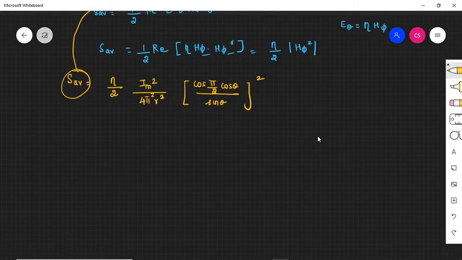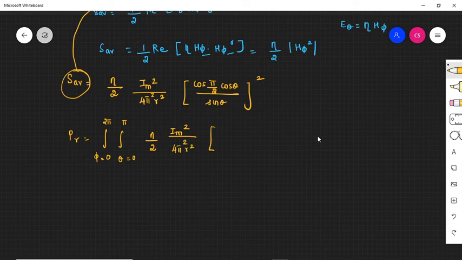So this is going to become power radiated is equal to a double integration, and the integration involves two angles. One is phi, which varies from 0 to 2 pi, and theta varies from 0 to pi for a spherical coordinate system, and it is S average. So eta by 2 Im square divided by 4 pi square r square into cos of pi by 2 cos theta divided by sin theta the whole square. And since this is a spherical coordinate system, ds is given by r square sin theta d theta d phi.